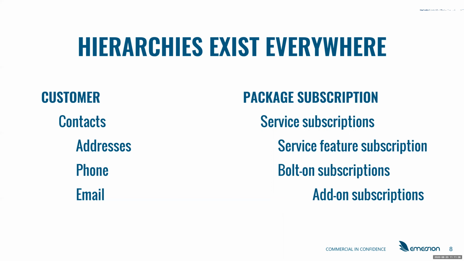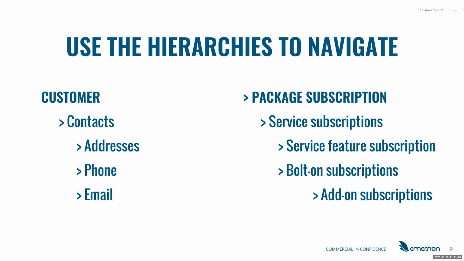And for those of you who are a little bit more familiar with Emersion, you'll know that you can use these hierarchies to navigate, because I've essentially put down there the navigation part. So if you log in and access a package subscription, you'll be able to access a service subscription, the service feature subscription, bolt-ons and bolt-on add-ons if you are using them. Not everybody is using them. And the same with the account. You go to the account to access the contacts. You go to the contact to access their address, phone, and email.